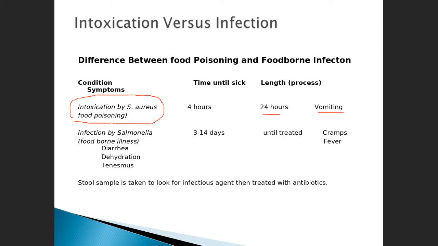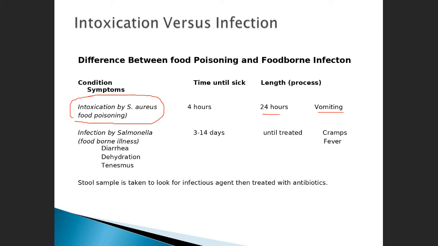It's just vomiting. While the flushing mechanisms might be diarrheal also, Mercy, it's usually just vomiting. And at least the last time I had it, it was just vomiting. But it took me about 12 hours of being nauseated and not feeling well before I threw up. I just felt like I wanted to throw up the whole time and I just couldn't, right? That's different if you compare it to an infection by Salmonella.